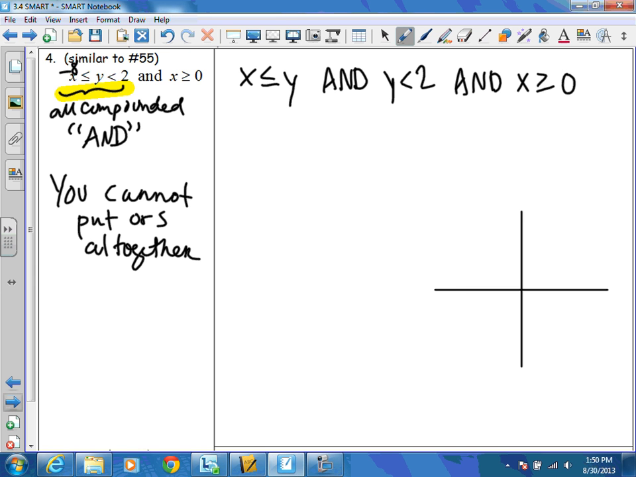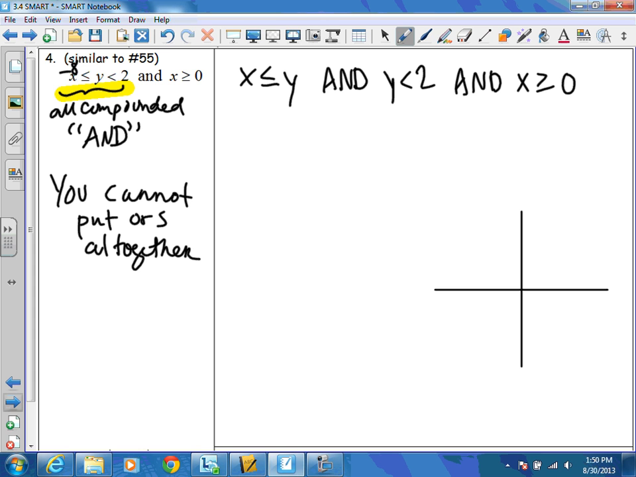How many do you get to put on one graph? Three. All right, go for it. And means you're looking for where they have in common. So how would you do the X is greater than or equal to Y?